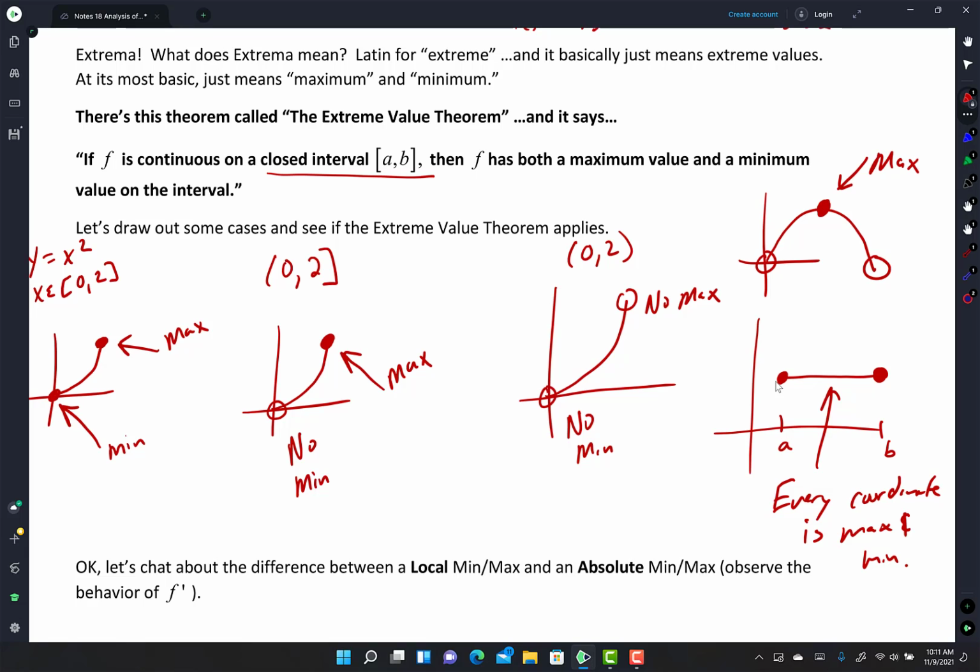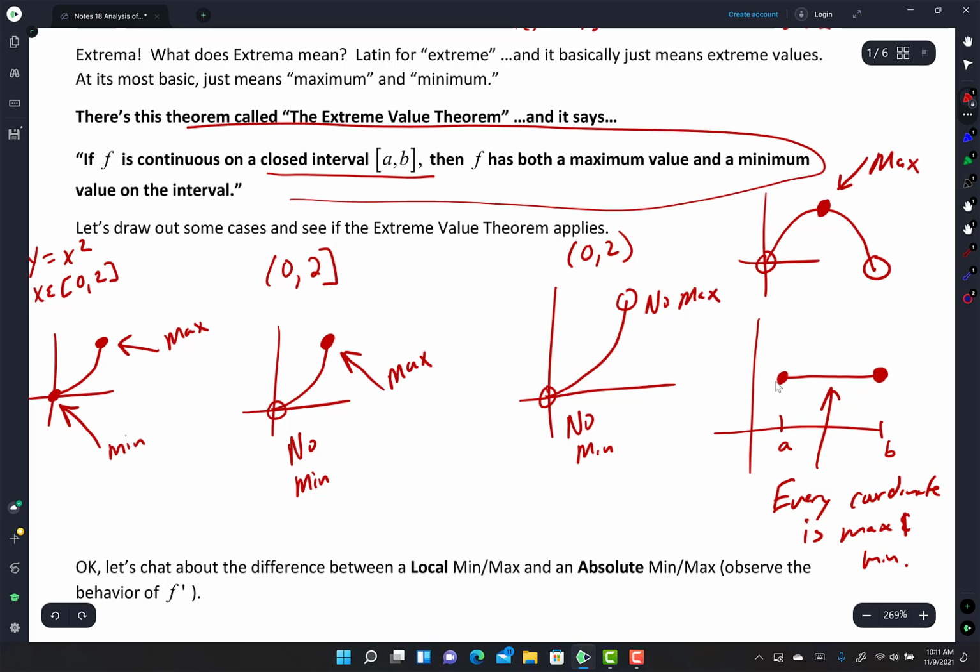So what does the extreme value theorem say? On a closed interval, it's guaranteed to have a max and a min. So write that down somewhere. Or I wrote it right here for you guys. If f is continuous on a closed interval a to b, then f has both a maximum value and a minimum value. This right here that I'm circling is your EVT, extreme value theorem.